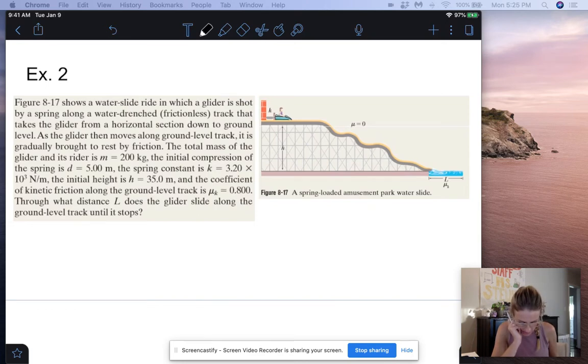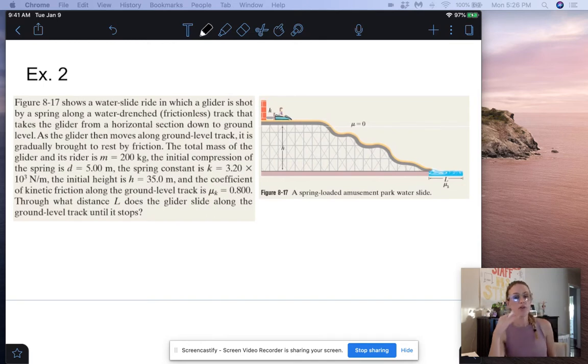is 5 meters. The spring constant K is 3.2 times 10 to the third newtons per meter, and the initial height H is 35 meters. The coefficient of kinetic friction along the ground level track is mu K equals 0.8. Through what distance L does the glider slide along the ground level track until it stops?